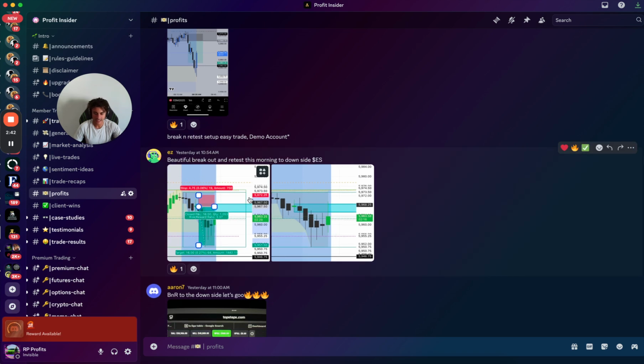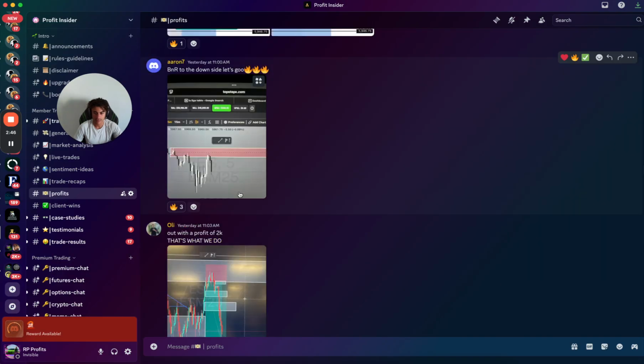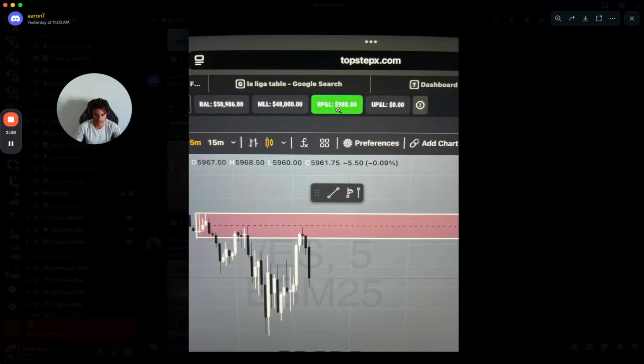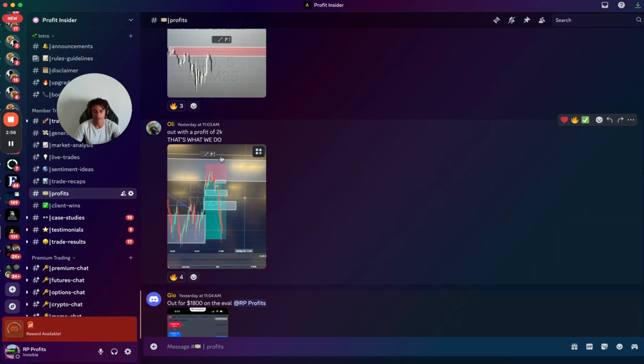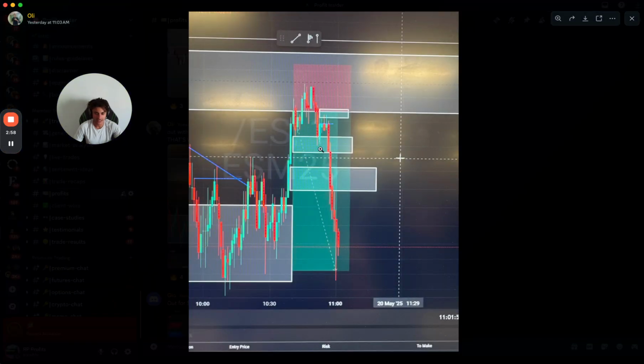EZ took that exact same trade as me, said beautiful break and retest this morning to the downside on ES. Aaron took the same trade as me. How much did he make? Aaron made $988 off of that trade. Very cool. You guys can see this is literally the exact same trade that I was just showing you about 30 seconds ago. Ollie made $2,000, same break and retest setup.